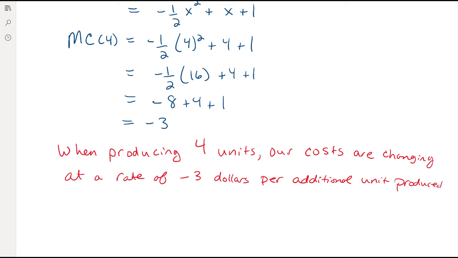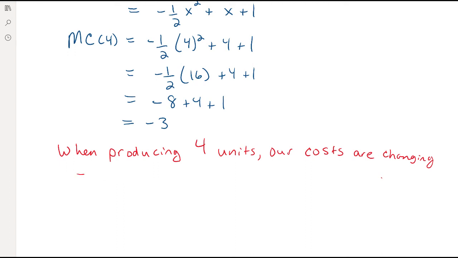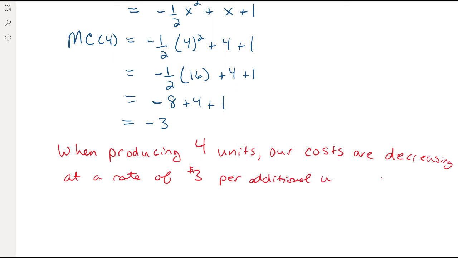Or another way of saying, instead of saying that we're changing at a rate of negative 3, we can say that our costs are decreasing at a rate of $3 per additional unit produced. Maybe I like that better. Let's write that. Okay, when producing 4 units, our costs are decreasing, right? Because our derivative is negative, decreasing at a rate of $3 per additional unit. Okay, decreasing because our derivative was negative there. That's one way to look at it.